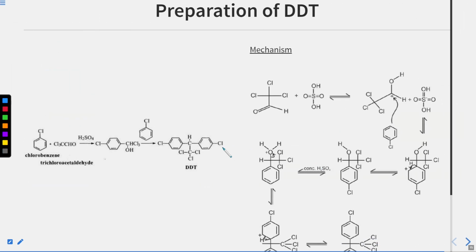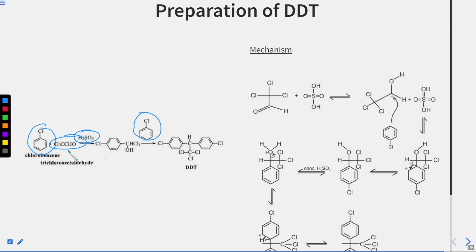If you see the chemical equations, it looks like this. First, chlorobenzene is treated with Cl3CCHO in the presence of H2SO4. Here we see an electrophilic aromatic substitution. It is the first step of electrophilic aromatic substitution. Again, we use a second mole of the same chlorobenzene, and again we get an electrophilic aromatic substitution.